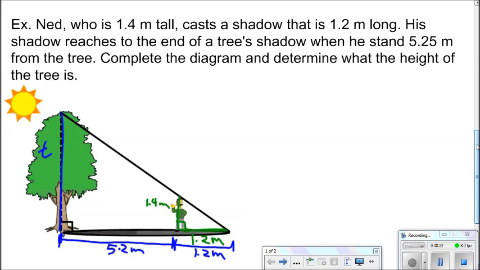If you are going to start using variables, make sure you identify them and what they stand for. So somewhere on here I should have put t equals tree. I didn't do that, so I would lose 0.5. So you want to make sure you do that.